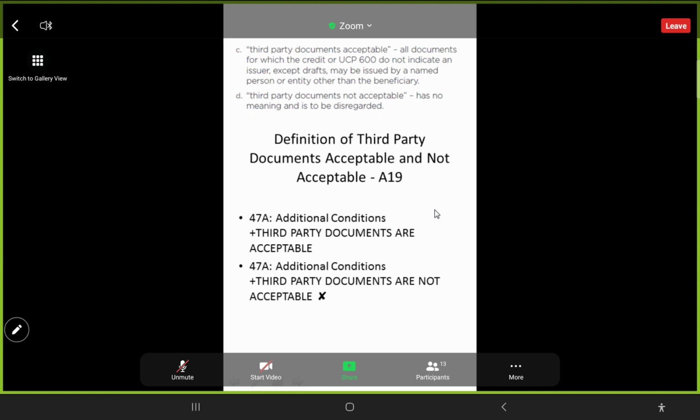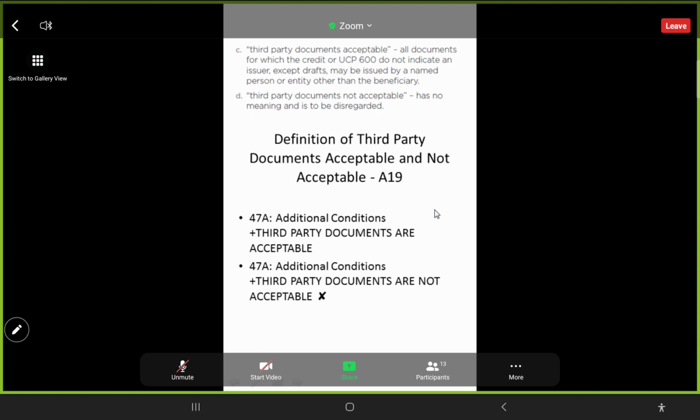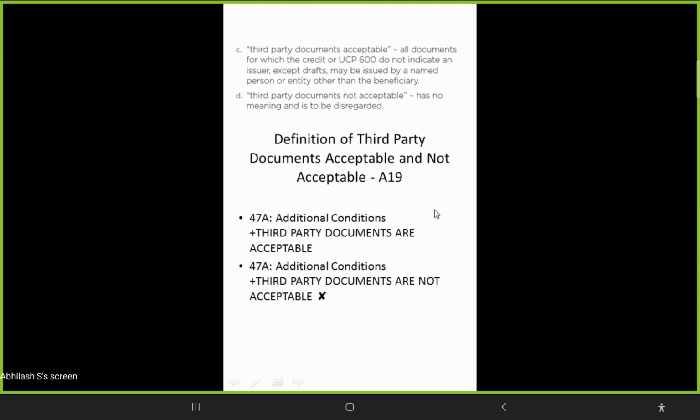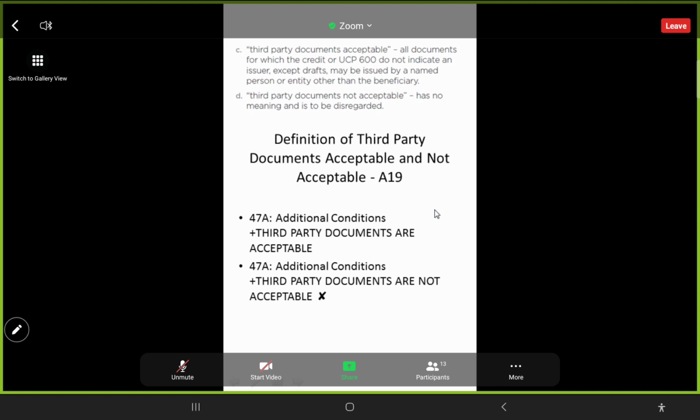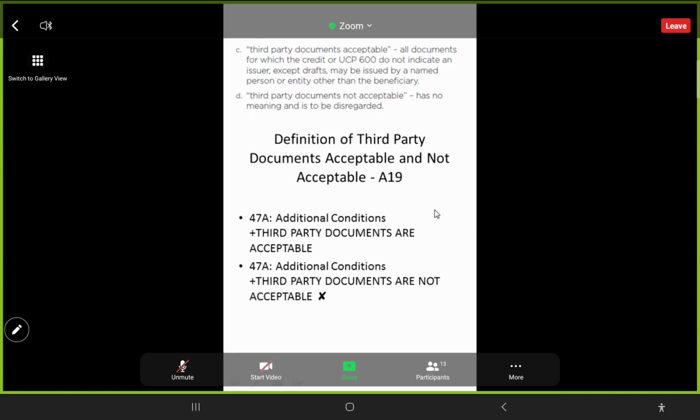One more thing. If the LC says third party documents are acceptable, and still the beneficiary has issued all these other documents, then also it's fine, right? So even if it is saying acceptable or not acceptable, when it says certificate of inspection, do you have a defined issuer as per UCP for certificate of inspection? No, you don't. If your credit is silent regarding who should issue it, with or without this clause, anyone including the beneficiary can issue it, right? Okay. So that's why I said it does not have any meaning at all.